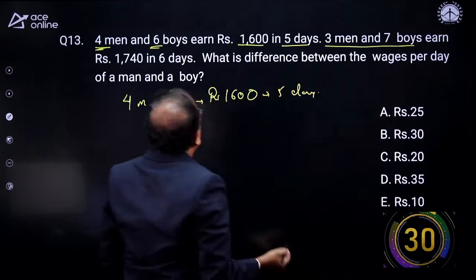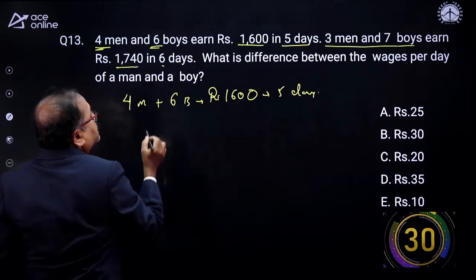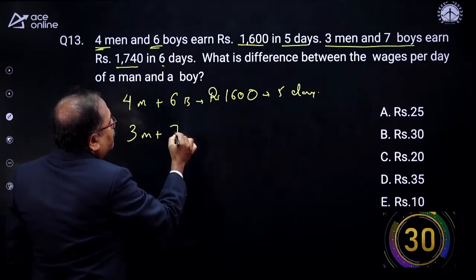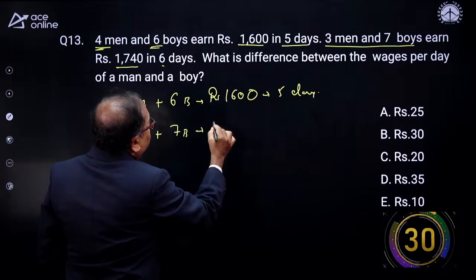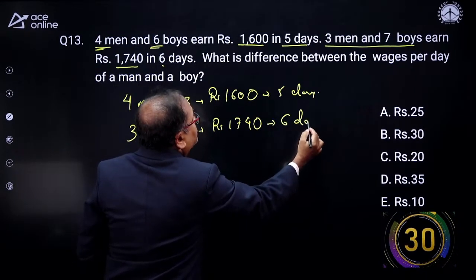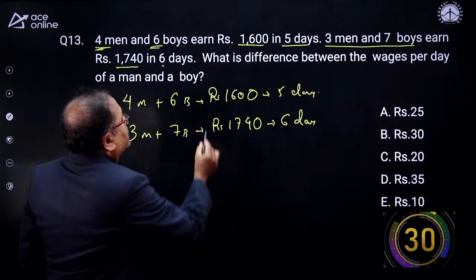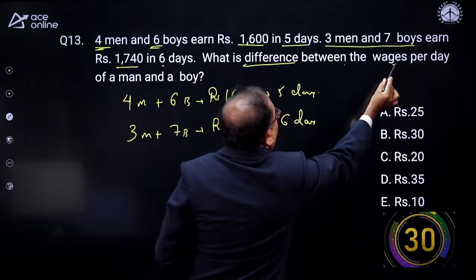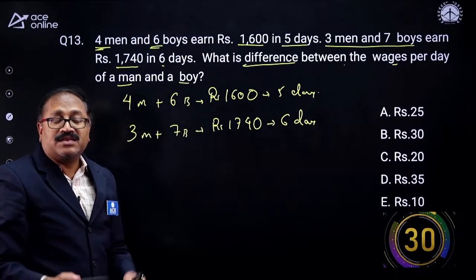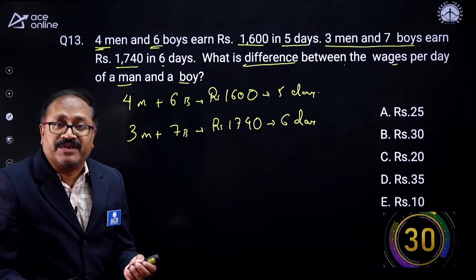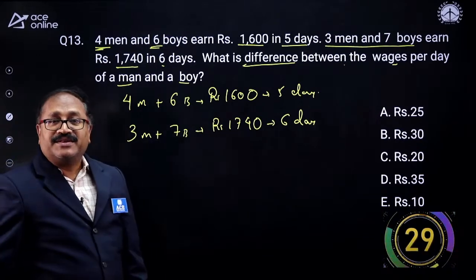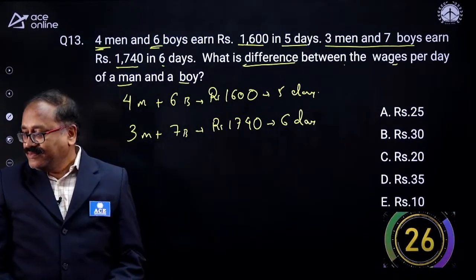3 men and 7 boys earned rupees 1740 in 6 days. Now the question is, what is the difference between the wages per day of a man and a boy? It's a beautiful question I picked up from a previous paper. So I leave it here. 30 seconds for you. Answer it.